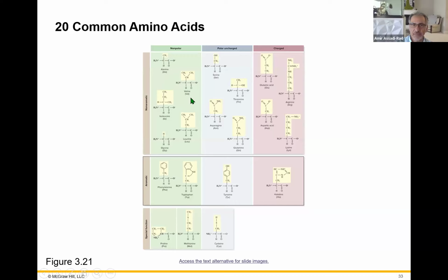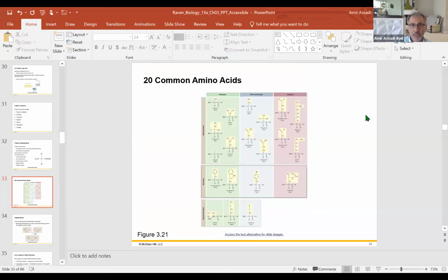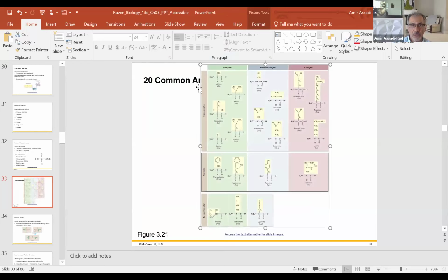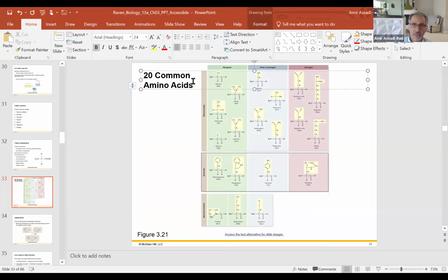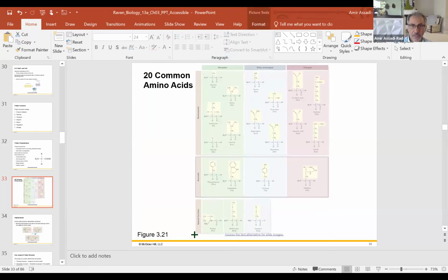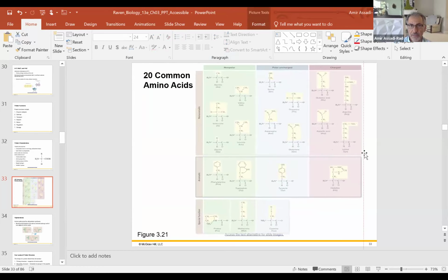Alanine, valine. Darn it. Okay, I don't like it when they're so small. I cannot read it. So anyhow, I made it big enough for you guys, I hope. Let's make it a little bit bigger. Okay, it's fat enough. Control S.